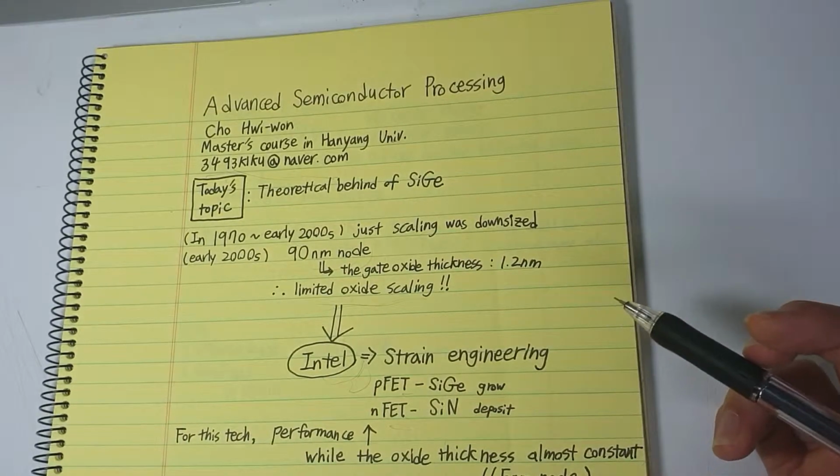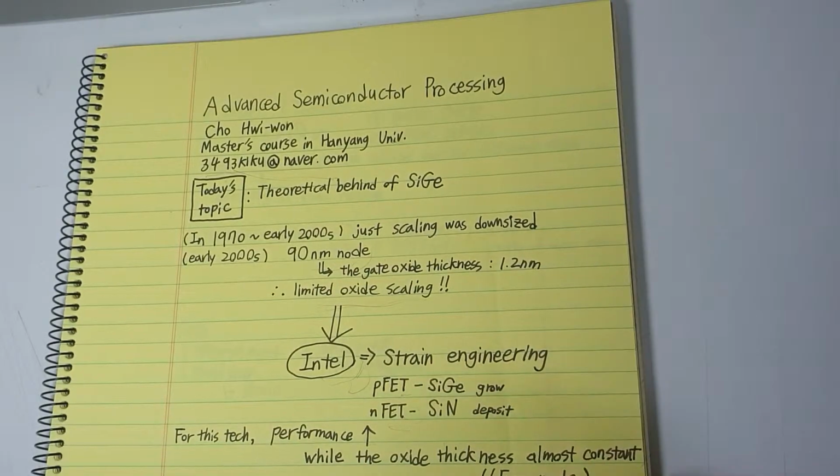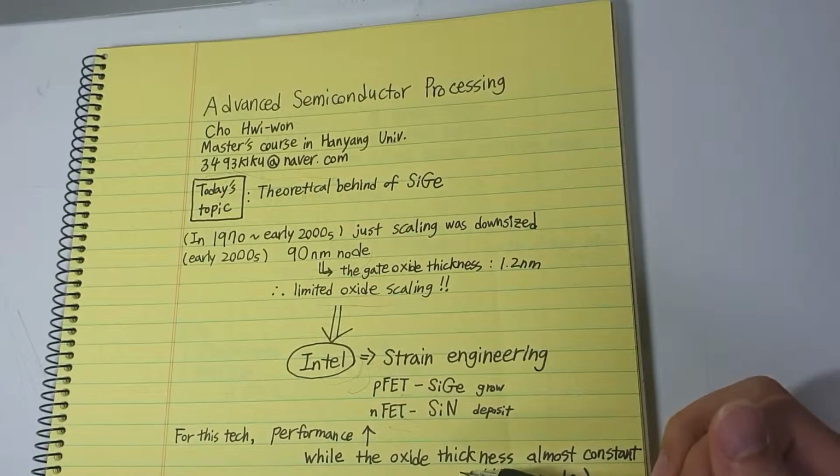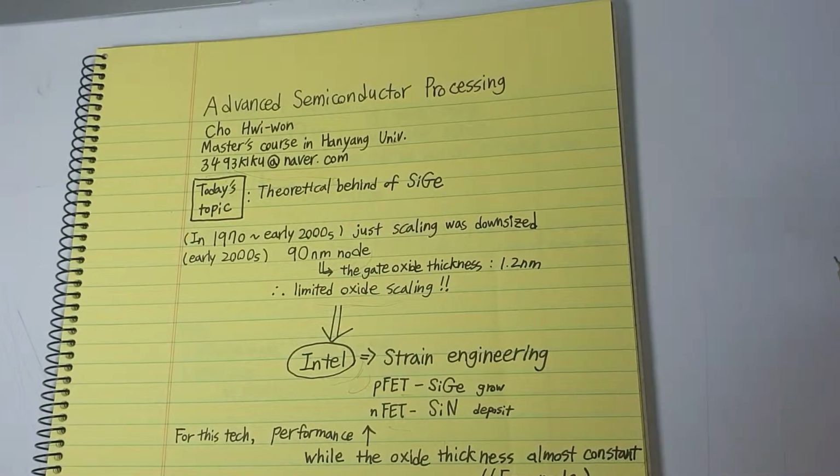These were the three main innovations under 100 nanometers: channel strain engineering, high-K metal gate technology, and tri-gate device architecture. But in this video, I will tell you about channel strain engineering only.